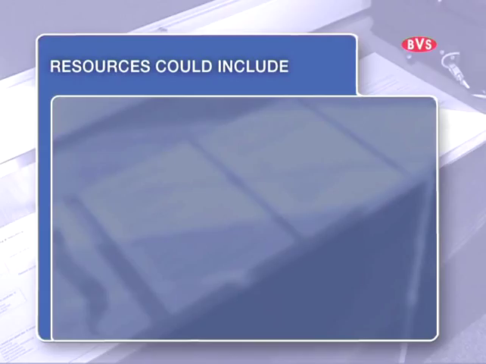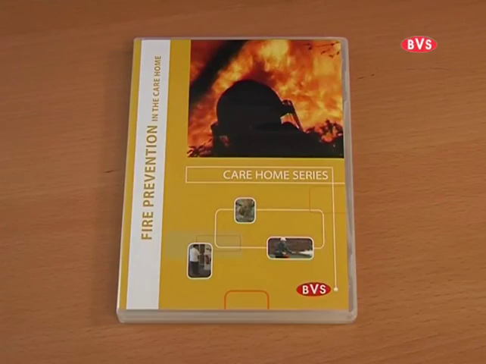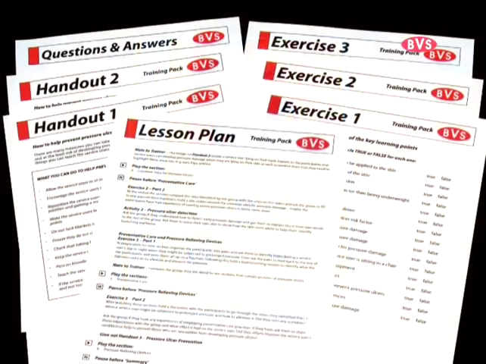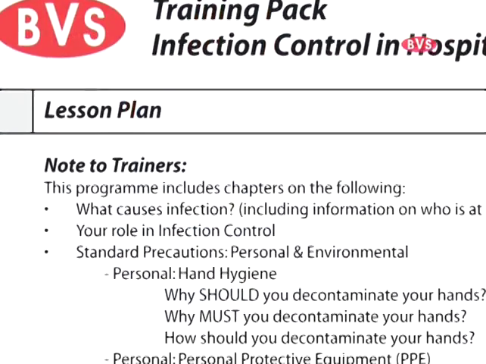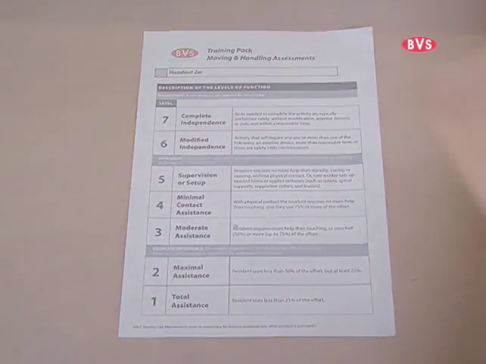Resources could include a lesson plan, question and answer sheets, audio-visual aids including videos, DVDs and PowerPoint presentations, handouts. All BVS DVDs and videos come with a Social Care Trainers pack, which includes detailed lesson plans, question and answer sheets, handouts and a certificate template.